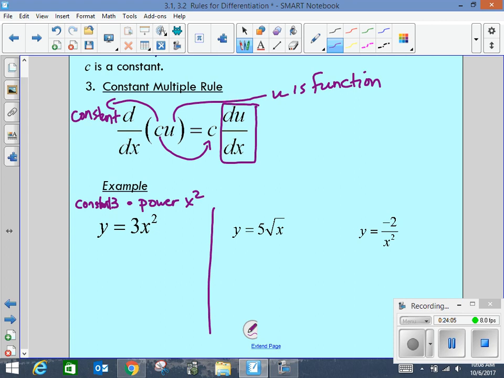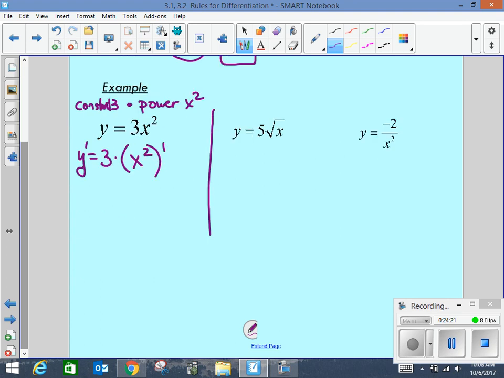All right. So we're going to grab the C, just pull it out front, and then take the derivative of U per normal. Okay? So this first example is a constant, the constant 3, times a power, x squared. Okay? So here's what we're going to do when we find y prime. We're going to just hold on to that 3. Just save it. And then we're going to take x squared and find its prime by the regular power rule. Again, I'm just holding on to the 3.